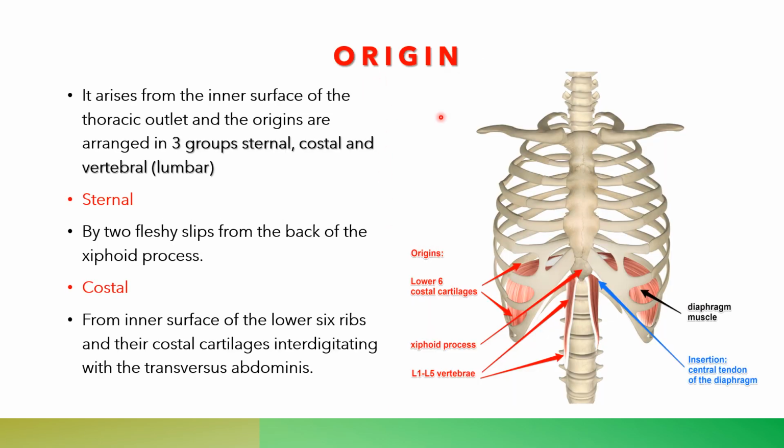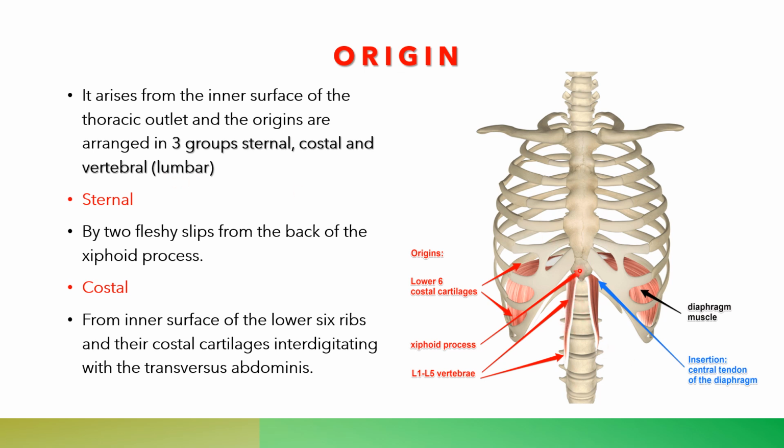Let us discuss the origin of the diaphragm. It arises from the inner surface of the thoracic outlet. As you can see in this picture, it arises from the inner surface of the thoracic outlet. And the origins are arranged in three groups. Number one, the sternal origin. Number two, the costal origin. And number three, the vertebral or the lumbar origin of the diaphragm.